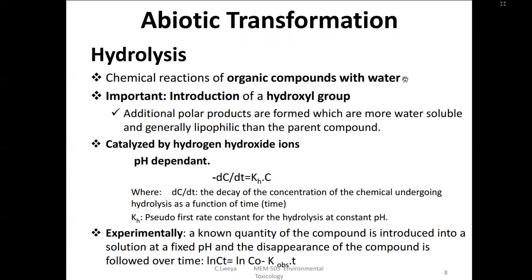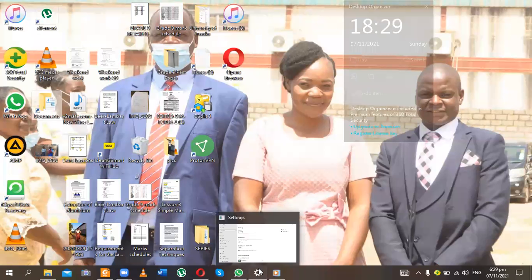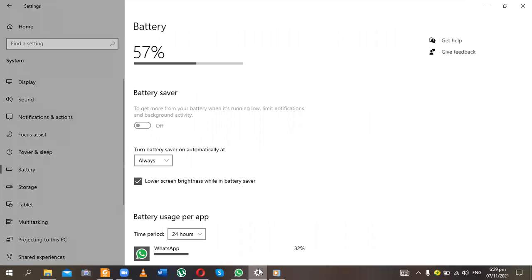Just allow me to check the battery again. This thing has got issues. You might think it's charging. Gosh, it's draining. Now it has been on 57 for quite some time.